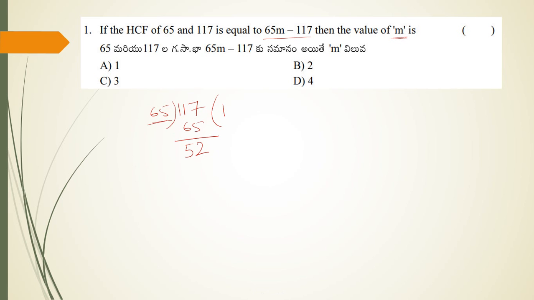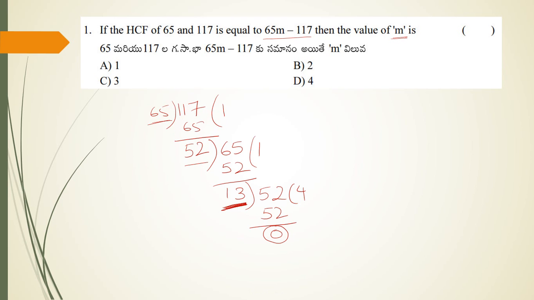Now this particular divisor will become the dividend in the next step. Until you get remainder 0, you need to continue this process. So 52 ones are 52. Next I am going to get 13 here. Now this divisor again I am going to write here. 13 fours are 52, so it exactly divides 52. Whenever you get the remainder as 0, whatever divisor is present, that divisor is nothing but my HCF.